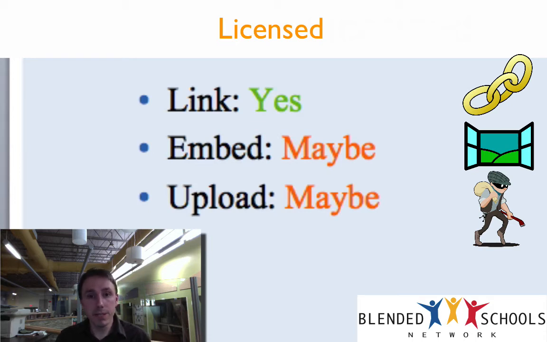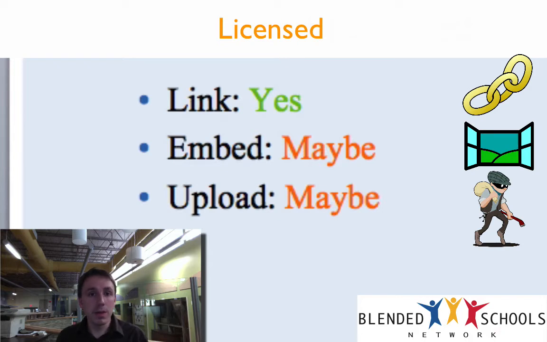Now, some copyrighted material is licensed. You're free to redistribute it under certain circumstances as allowed by the license holder. So obviously in this case, you can still link to the material. You can still let people go out and see the resource in its original context, not a problem. But the license may allow you to embed or upload it conditionally. Usually it requires you to give some sort of attribution to say who provided the material and link to it. And there may be other requirements.